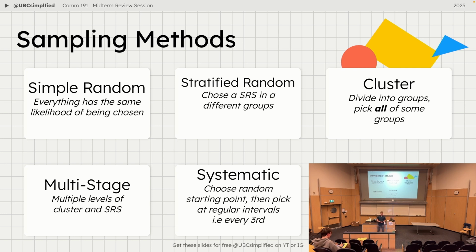Stratified random sample is basically you have different groups, and then you randomly pick people from each of those different groups.